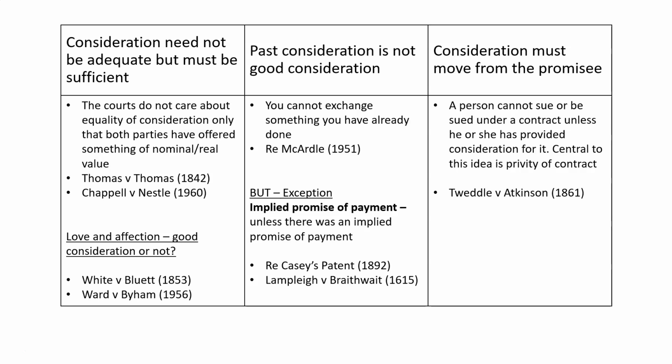And you can see this in Tweddle v Atkinson. Two dads made an agreement to pay some money to a couple. The agreement was between the two dads. One of the dads didn't pay the money because I think he died, or he didn't pay the money either way. So the couple tried to sue to get that money, but of course they can't sue because they didn't offer consideration. The agreement was between the two dads.